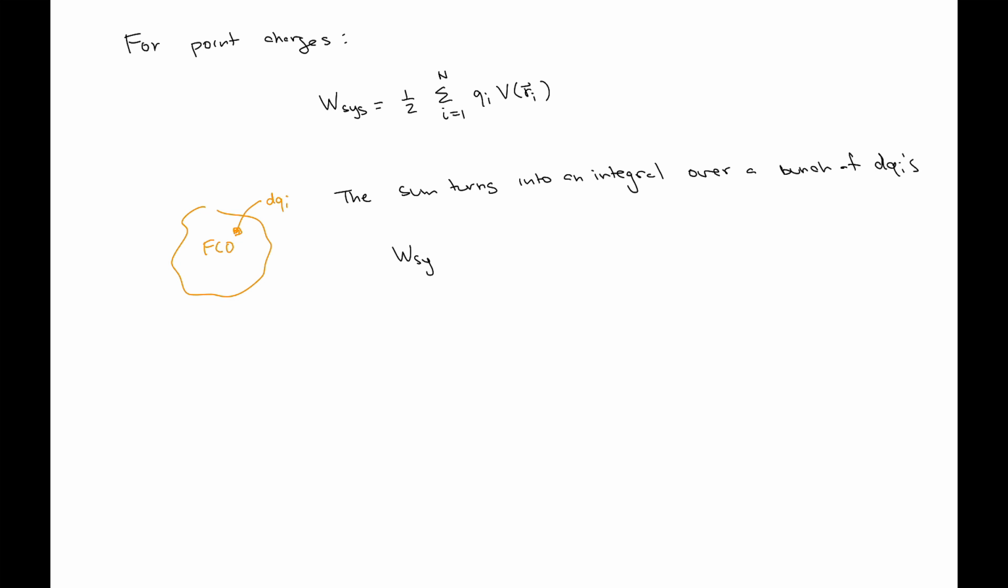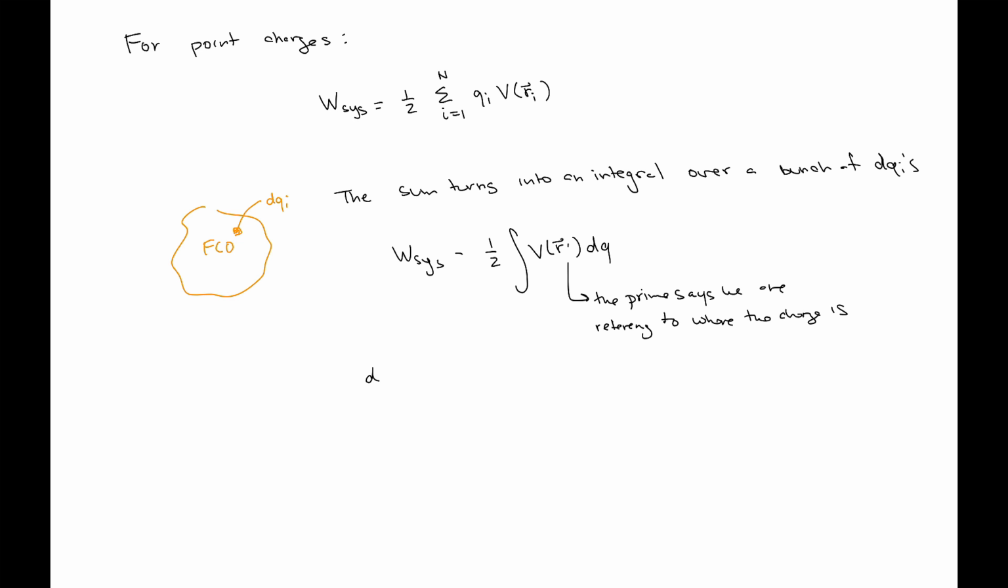So that turns our sum into something that looks like the potential at our charge positions, which is where we get that prime, times dq, our little chunks of charge. I'm going to say that the prime says we are referring to where the charge is. So we're throwing the prime in there.